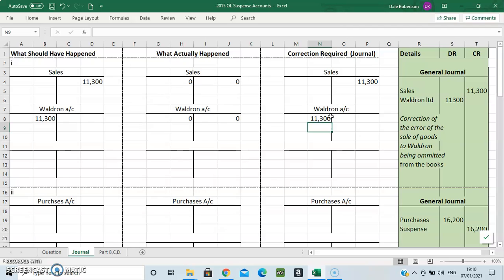So therefore you just write this out in the general journal. You write down sales, a credit of 11.3, Waldron, a debit of 11.3. That comes directly from this column here, the third column. Then you write in a narrative, and the narrative is just explaining what you just did. There's usually 1 mark for each of the narratives. You just write down a correction of the error of the sale of goods to Waldron being omitted from the books. You literally write down what went wrong. Number 1, corrected by being put in, and it's been journalized. So let's go to number 2.